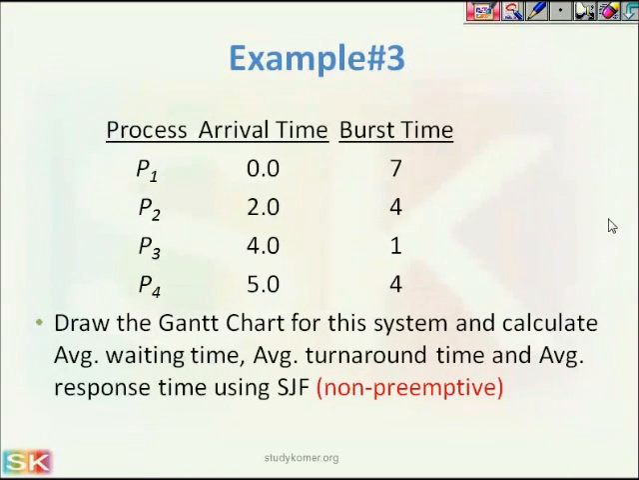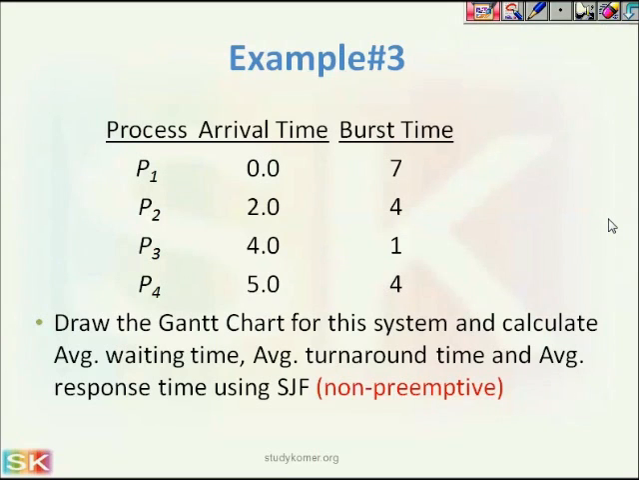Let's have an example to understand it. We have four processes with us: P1, P2, P3, P4, and their arrival times are 0 for P1, 2 for P2, 4 for P3, and 5 for P4, and their burst times are 7, 4, 1, 4 respectively. Then it is asking us to draw the Gantt chart for this system and calculate average waiting time, average turnaround time and average response time using the SJF non-preemptive scheme.